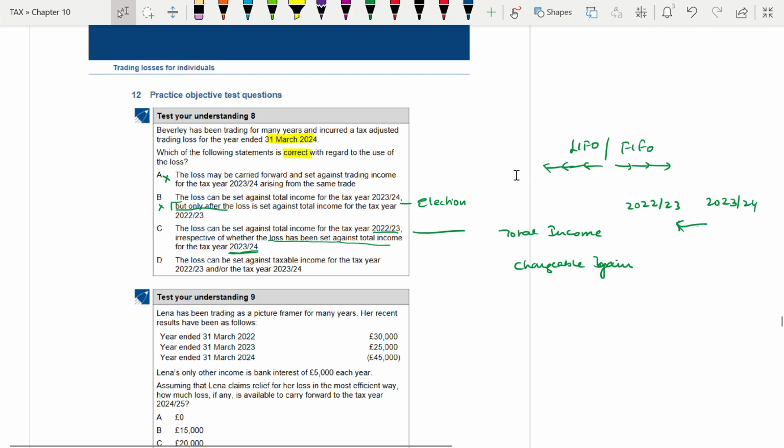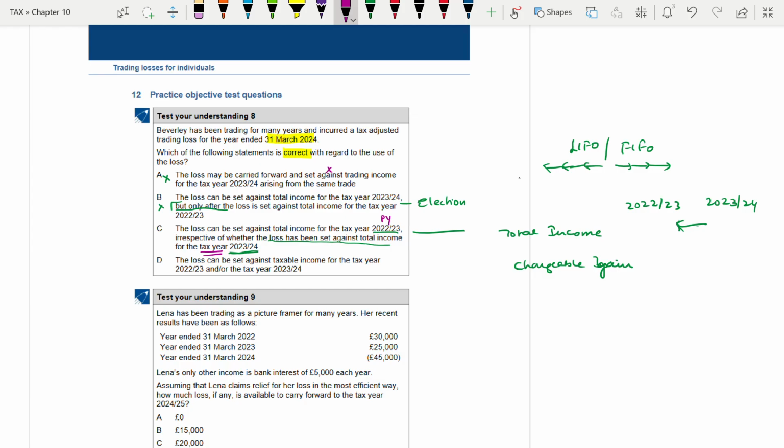the loss can be set against the total. This is the previous year, and this is the tax year. That loss may be carried forward. When you are carrying forward, you cannot do anything.